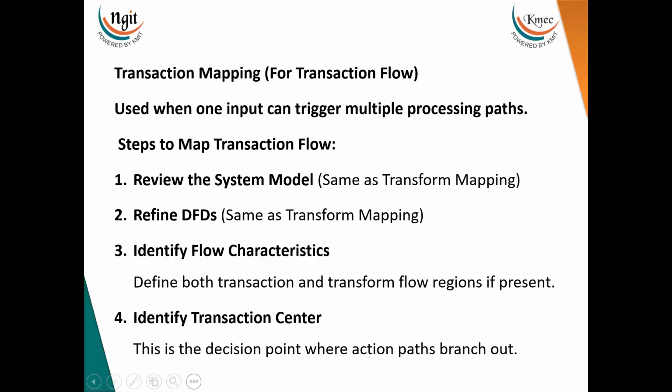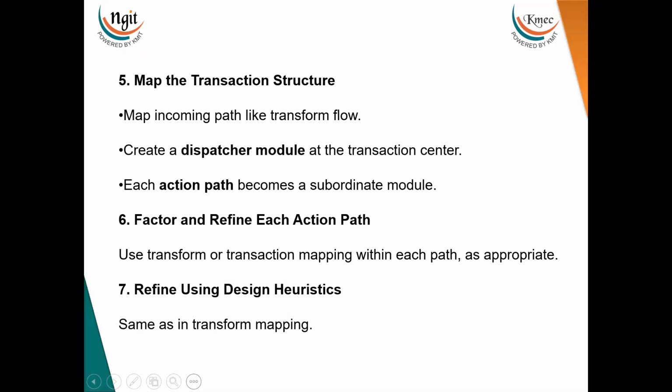Step 2, review and refine DFDs for software, is the corresponding step for transform mapping; it is very identical with that. Then identify flow characteristics. Already we discussed this, right? Then map the transaction structure and factor and refine the action paths, and refine the design using design heuristics. When I say the fifth point, map the transaction structure, it means mapping the data flow diagram into a program structure which is amenable to transaction processing. The transaction flow is mapped into an architecture that will contain an incoming branch and a dispatch branch.